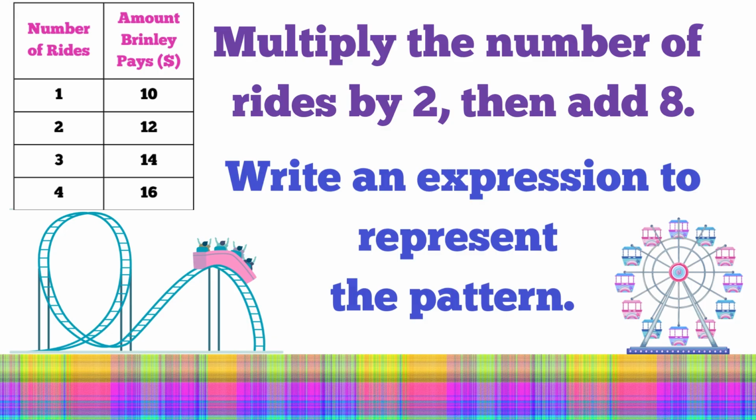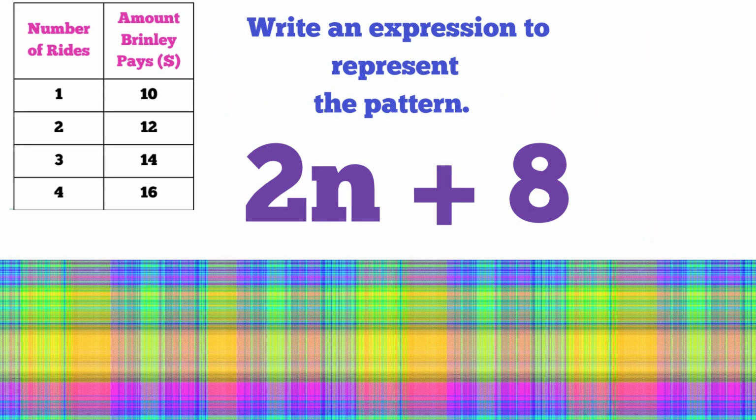Next, write an expression to represent the pattern for Brinley's payments. Pause the video and try to write this expression. The expression is 2n plus 8. In this expression, n represents the number of rides. We multiply that by 2 since each ride costs $2. And then we add $8, which was the entrance fee.